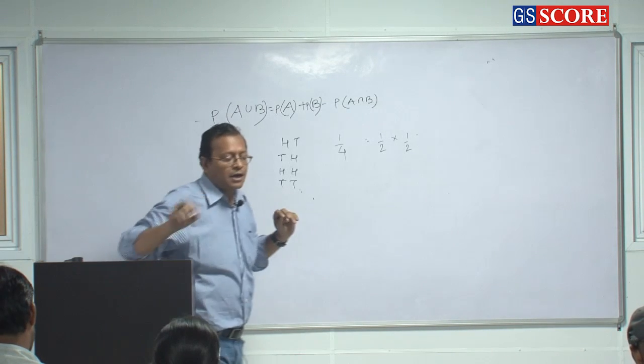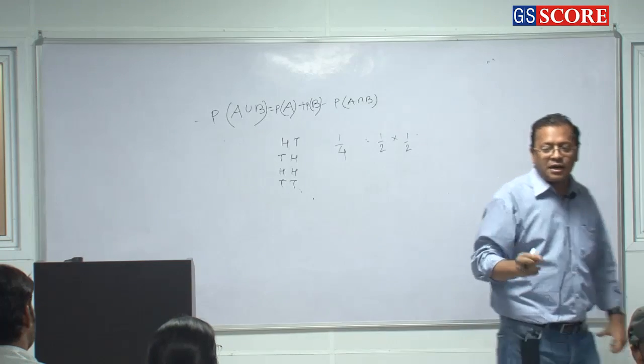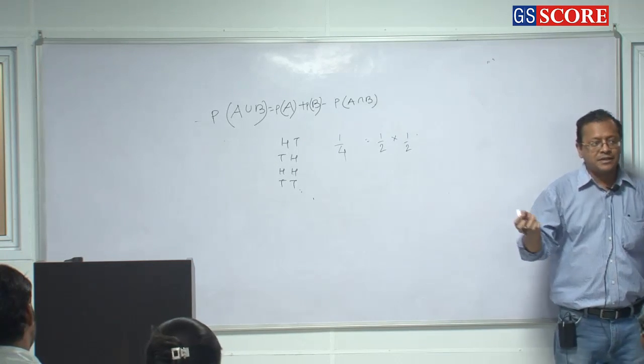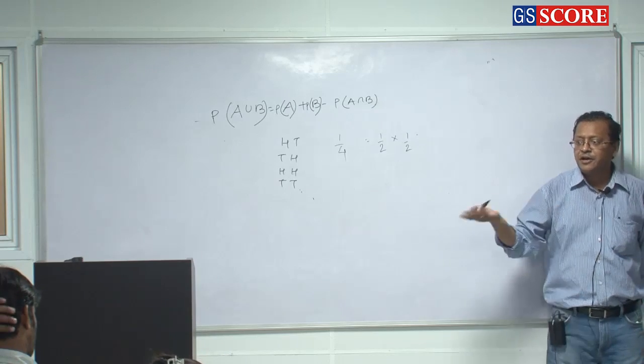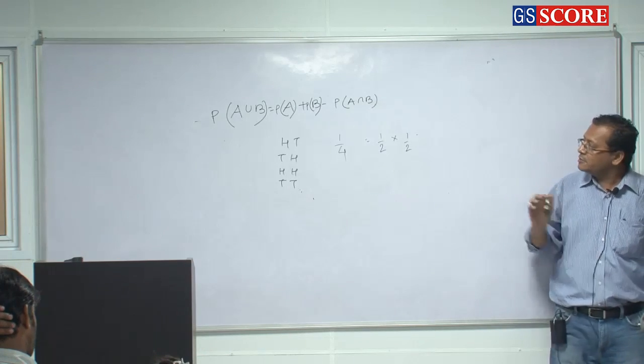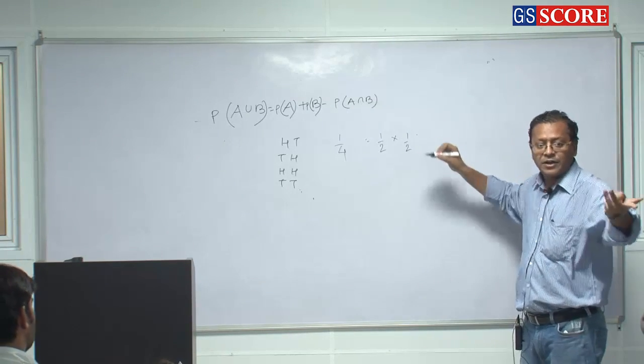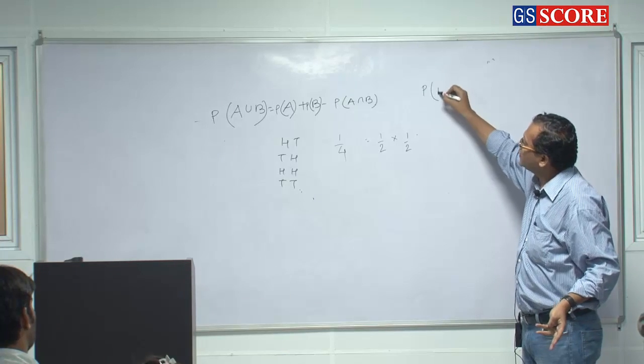So I pick a card. What is the probability that the card chosen is either a red card or a king card? So what will you do? Okay, which means either a red card or a king card, which means probability of red union K.